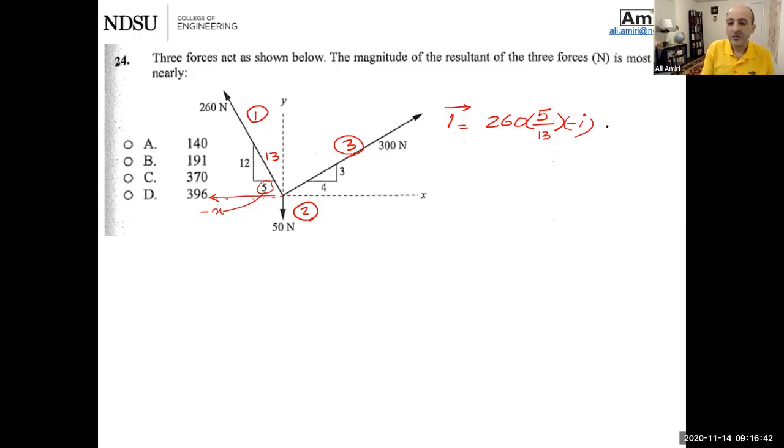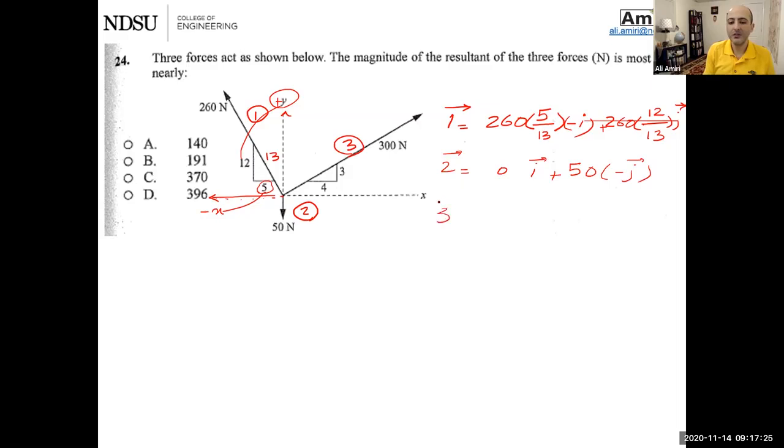For the j component, it's going to be 260, 13 goes down all the time. This time I'm looking for the y-axis, and this is plus y, so we'll take the one that is parallel to y. So we'll take 12 over 13, and this is going to be j. So that's my vector 1. Vector 2 is easy. It's pointing straight down. So the i component is going to be 0i, plus 50, which is pointing to negative j.